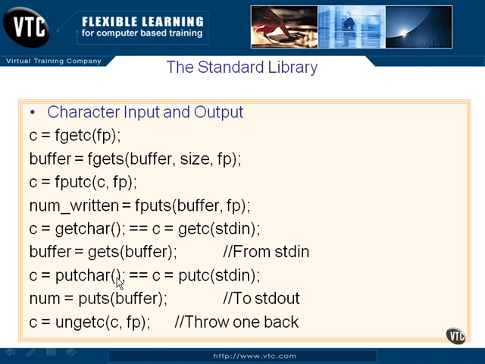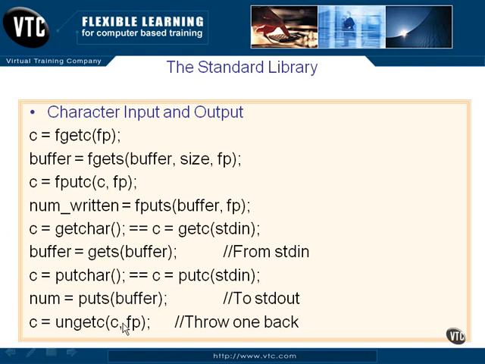putchar with no parameter is the same as putc to the standard out. That's a little typo right there. That's putc to the standard out, so that putc will return the character that it writes. puts goes to standard out, and it returns the number of characters that it writes from the string in buffer to standard out.